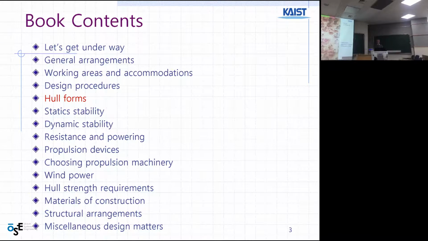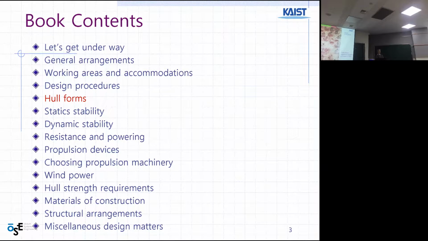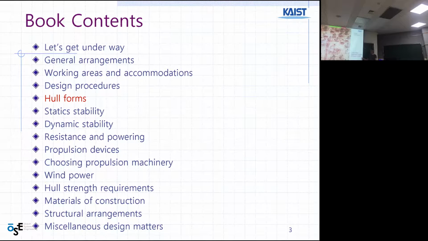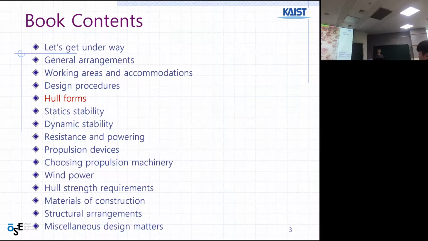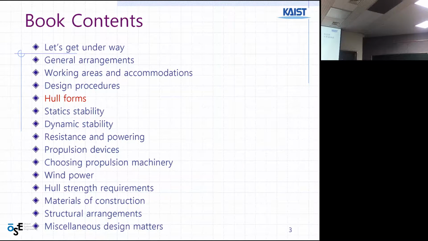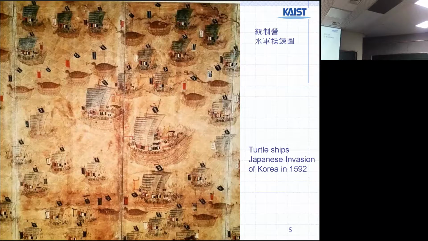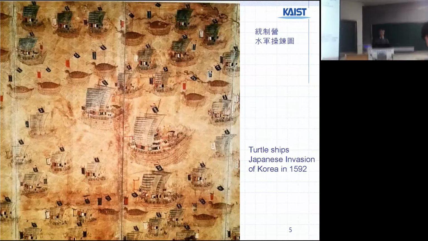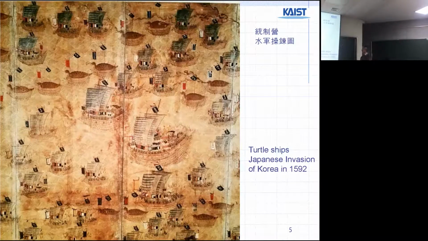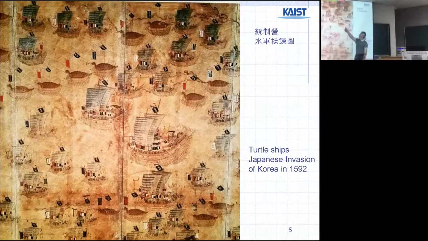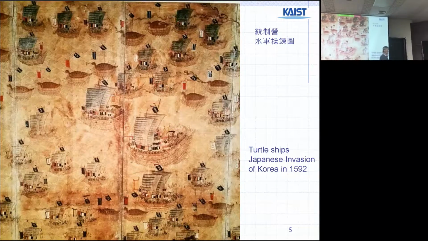This is a picture I took from the National Museum of Korea. This is from 1592, a long time ago. How many years? 430 years ago. There was a war between Japan and Korea, and the turtle ship, which looks like a turtle, was famous at the time.